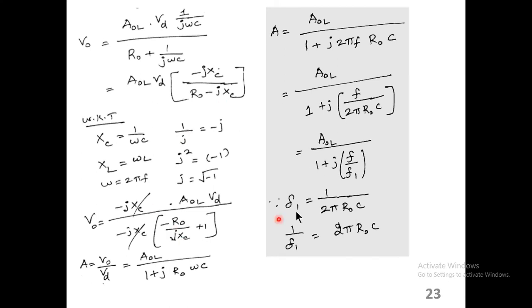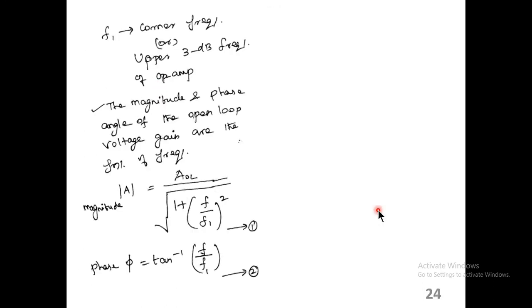Finally we get the overall gain as the open loop gain divided by 1 plus j times F by F1. Here F1 is considered as 1 by 2 pi R0 C, the corner frequency. The magnitude of A is equal to the open loop gain divided by the square root of 1 plus F divided by F1 the whole squared. This is equation number 1, and this is the phase value: phi equals tan inverse of F divided by F1. It is equation number 2.